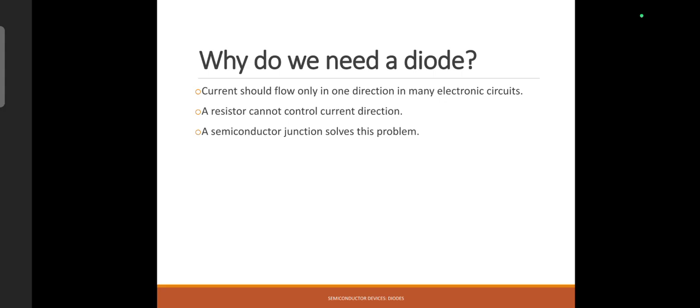Why do we need a diode? Let us understand why we need a diode. Many electronic circuits require current to flow in only one direction. For example, a mobile phone charger converts alternating current to direct current. A resistor can only limit current, it cannot control the direction of current flow. A diode solves this problem by allowing current to pass in one direction while blocking it in the opposite direction. This makes the diode an essential component in electronic circuits.